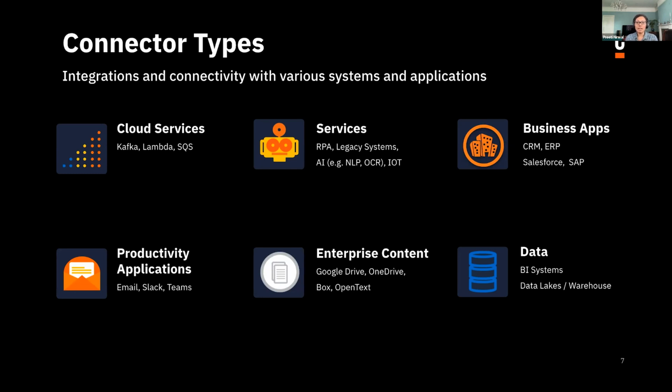Some examples include Kafka, SQS, Camel, message queues, Lambda functions, or EventBridge. Service connectors that integrate with technology enablers like RPA, AI, or IoT services. Productivity application connectors that leverage email or Slack to notify customers of process state transition or to begin a process. Enterprise content connectors that can push or pull content to systems such as Google Drive, Box, or OpenText. And data connectors that can push or pull information from data providers such as BI systems, data lakes, or data warehouses to make conditional decisions in a process.